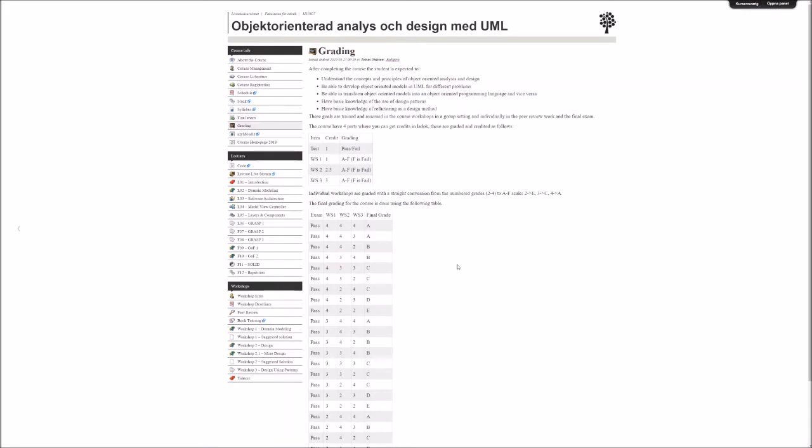Hopefully you will pass all the assessment items in the course, the test and the 3 workshops. You will get credits for each of these items. The test is a pass-fail and the workshops are graded A to F. You will also get a final grade for the course. The final grade will depend on the grade on the individual workshops.